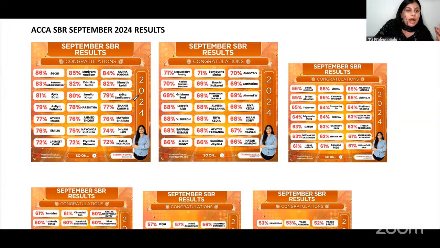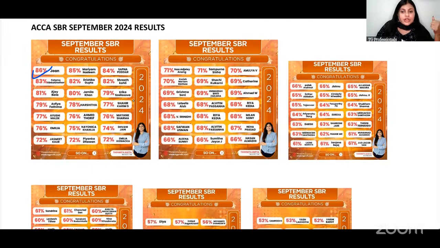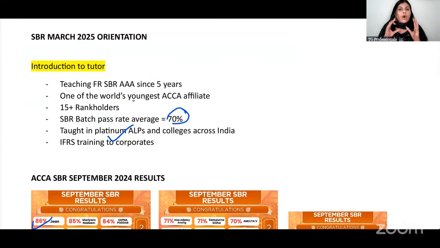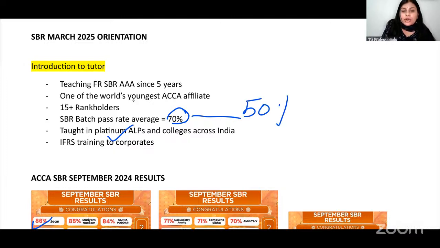The highest mark was got by one of our students who got 86 in September. There was a student in previous attempts who got 88 as well. On an average, I would say the pass rate is revolving around 70% for our online batches. A little bit of fluctuation is there in every batch, but on an average it is 70%. Now you might say, ma'am, 70% maybe is too low or maybe is too high. But you should know that ACCA's pass percentage is approximately 50%. So our pass percentage at TG Profs is 20% higher than ACCA's pass percentage.